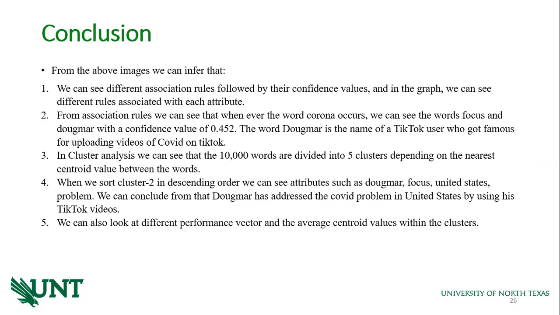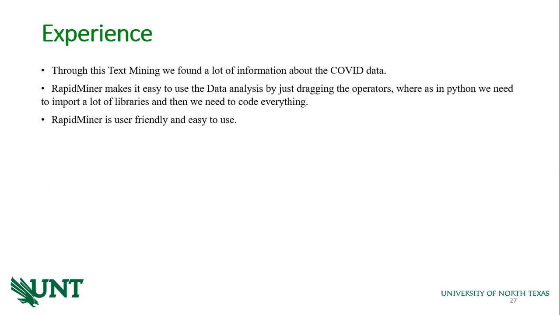In cluster analysis, we can see that 10,000 words are divided into 5 clusters, depending on the nearest central value between the words. When we sort cluster 2 in descending order, we can see attributes such as Dogma, focus, United States, problem. We can conclude from that that Dogma has addressed the COVID problem in the United States by using his TikTok videos. And the last conclusion is we can also look at different performance vectors and their average central values within the clusters. Through this text mining, we have found a lot of information about COVID data.